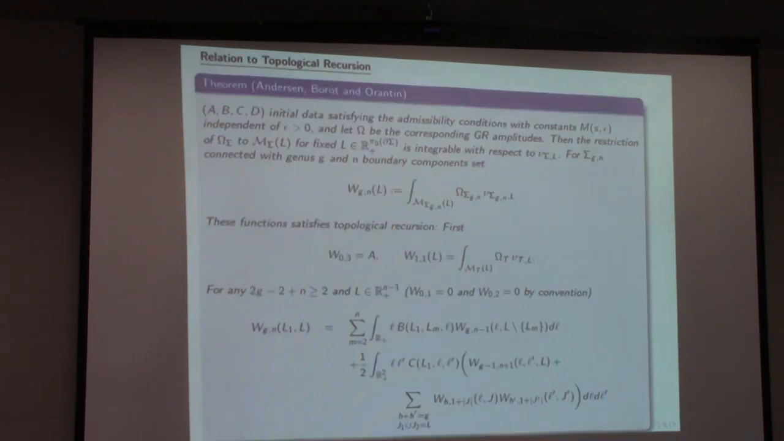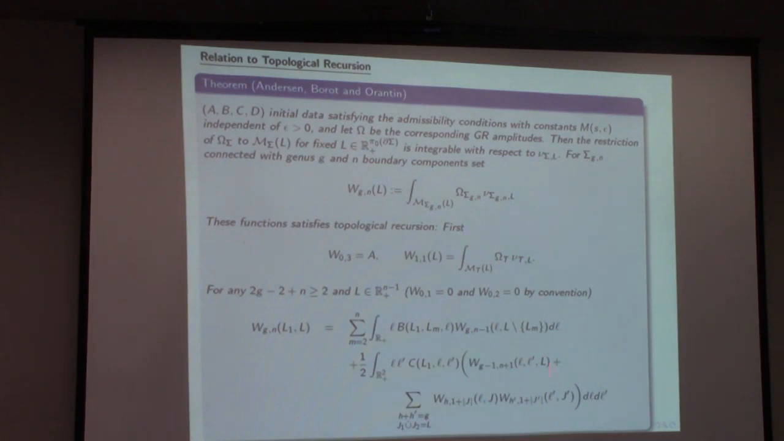Okay, so now suppose we start the opposite way. Suppose we have A, B, C, D, which is initial data for geometric recursion, which satisfies a certain stronger admissibility condition. I don't want to go into the analysis of what that is right now. But under some good conditions, the GR amplitudes that you compute, the omegas, are integrable over the moduli space. And so you can talk about the W_{g,n}(L), simply these averages, where L now is a multi-index. And then if you define W_{0,3} to be A and W_{1,1}(L) to be this average here, then the output satisfies this.